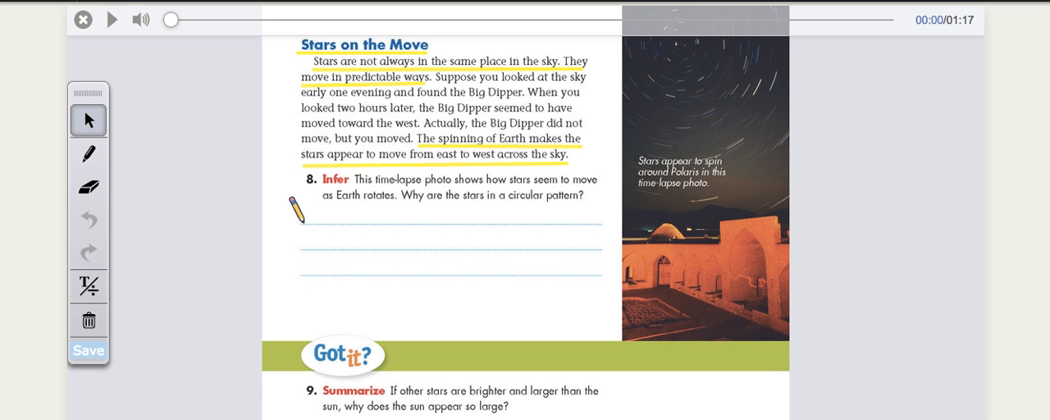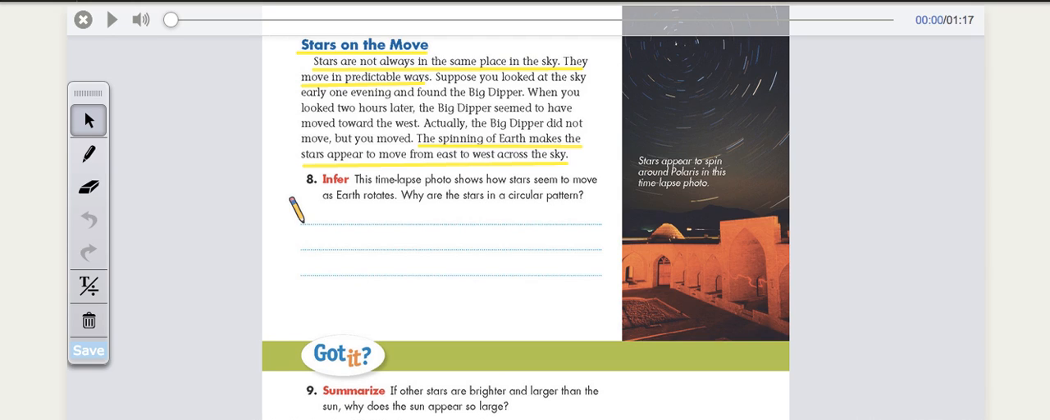Okay, to move on, we know that the stars are not always in the same place. They move in predictable ways. Actually, the spinning of the Earth makes the stars appear to move from east to west across the sky. And can anyone tell me why from east to west? Well, that's right. It depends on the movement of the Earth. That's why the spinning of the Earth will make the stars appear to move from the east to the west across the sky.